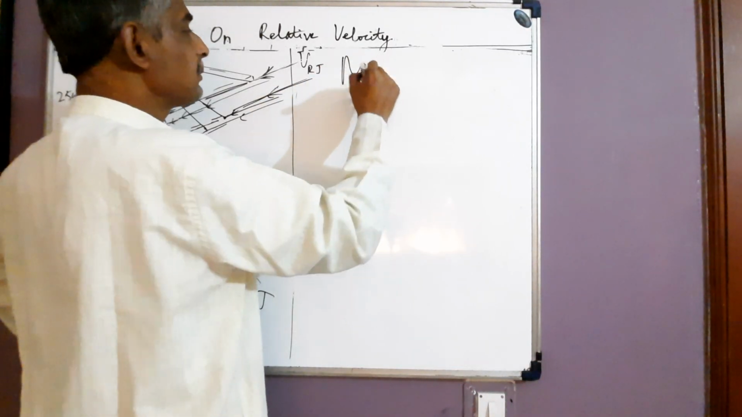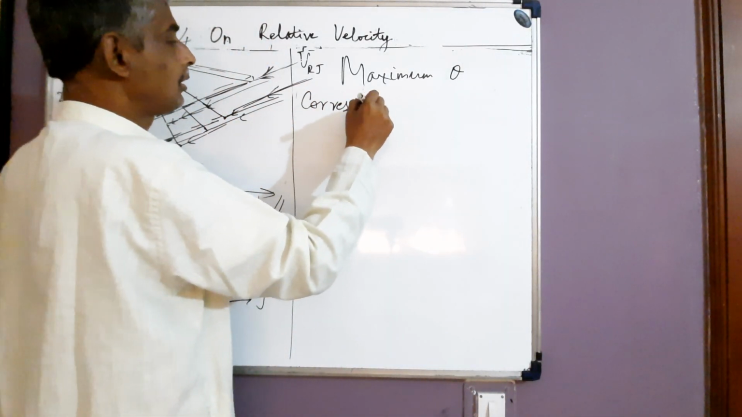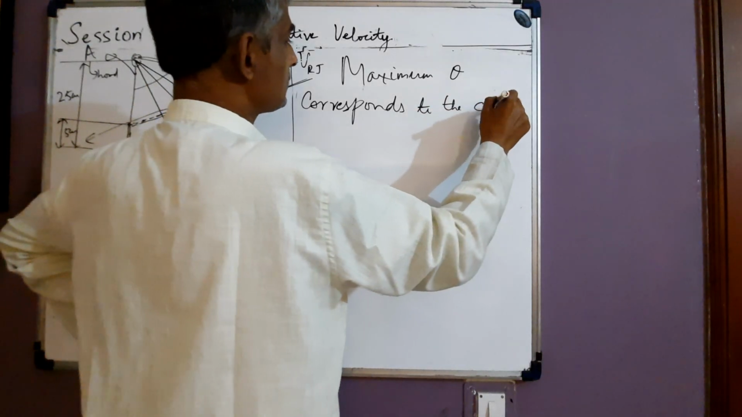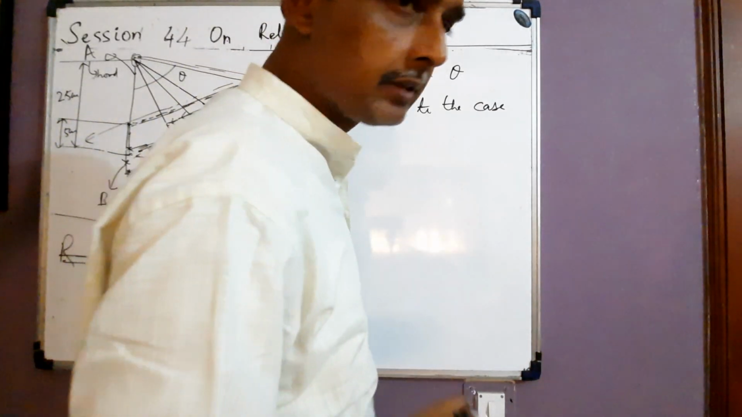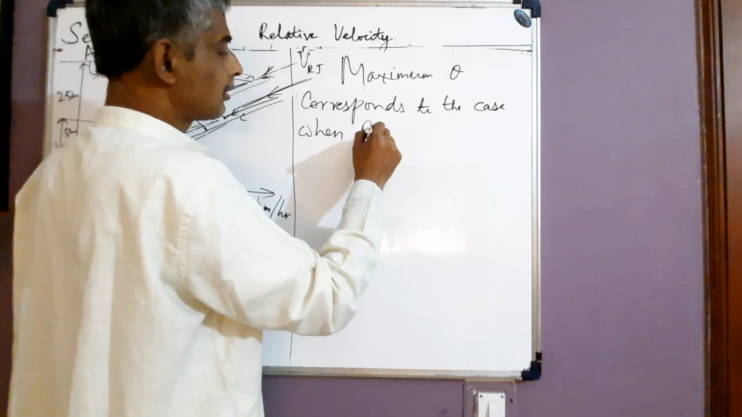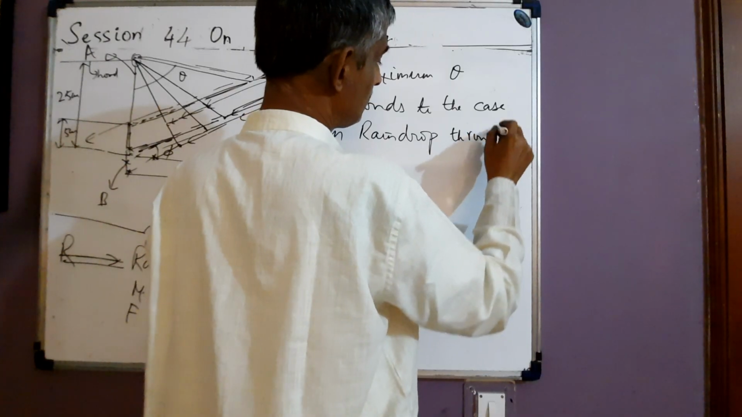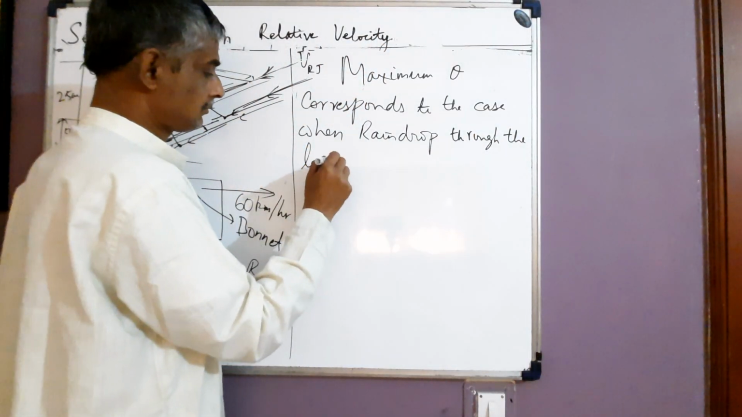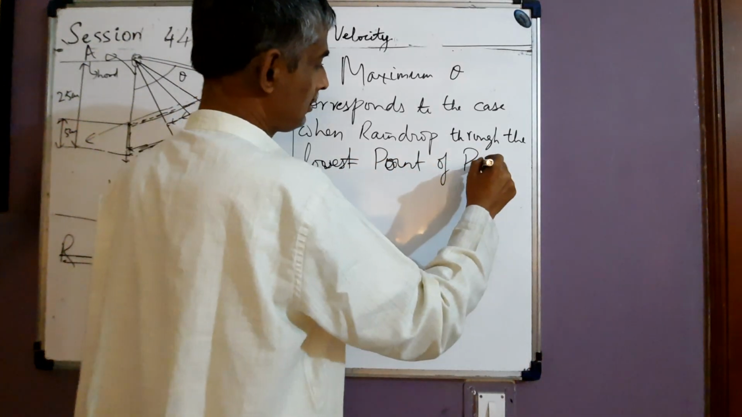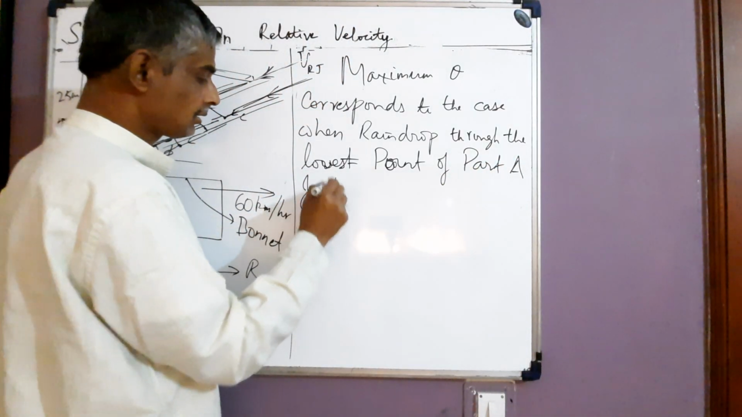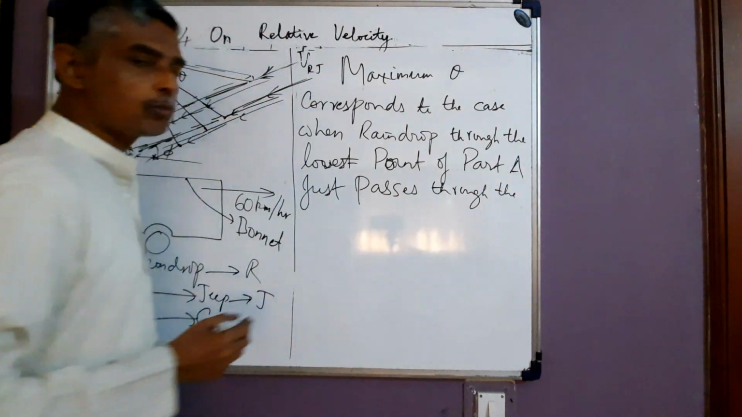Okay. So maximum theta corresponds to the case when the raindrop through the lowest point of the part A just passes through the uppermost point of part B.